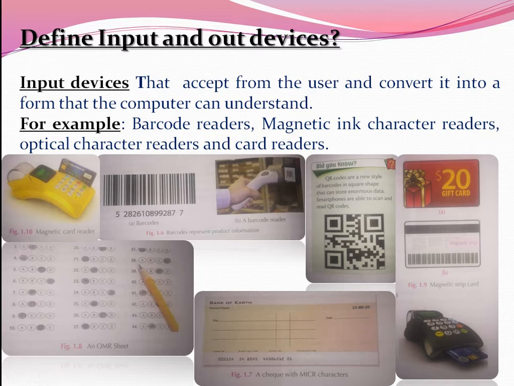Nowadays, QR codes are a new style of barcodes. They are basically square-shaped and can store enormous data. Smartphones are able to scan and read QR codes. Next one is the optical character reader.